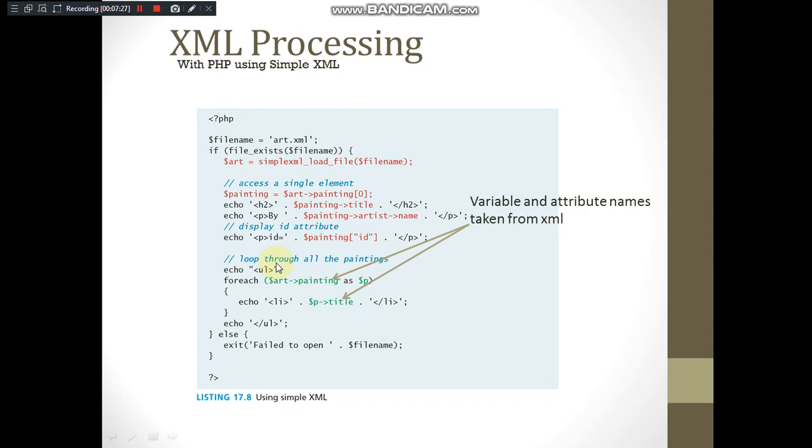This is how you can loop through all the paintings, because it is enclosed within the foreach loop that is used here. So you are using a list here, $art->painting as $p. You are displaying the list of all the paintings. Each time a list element is created, $p->title, only the title you are displaying here. So this is how you can create a list and then end the list. Otherwise, just make use of an exit statement here.